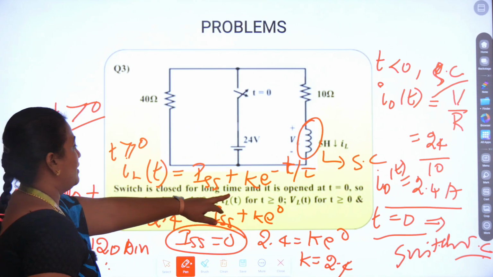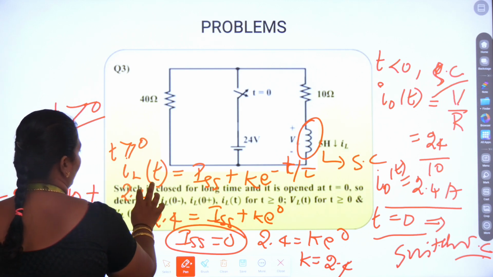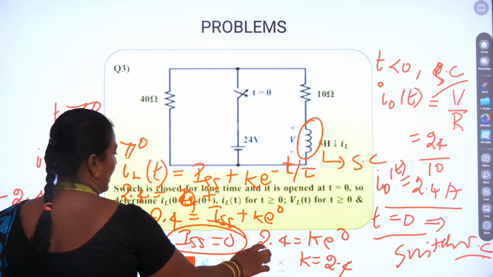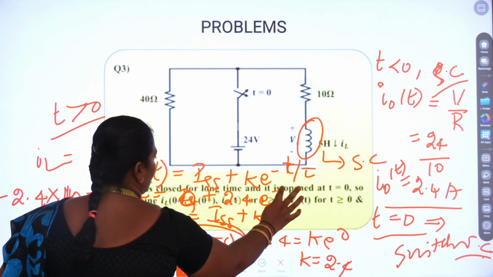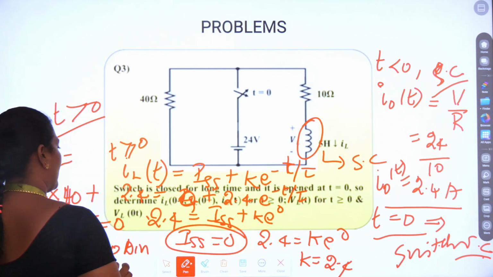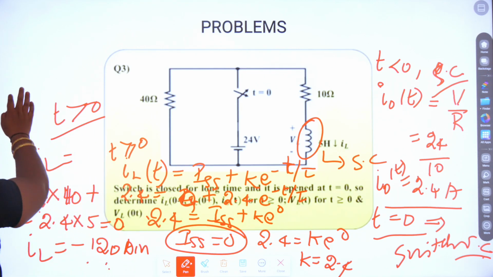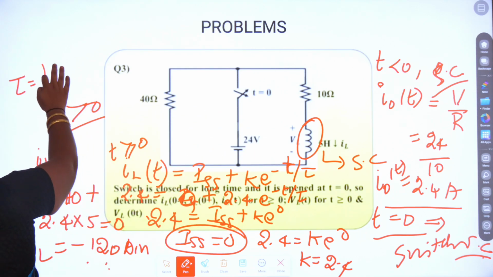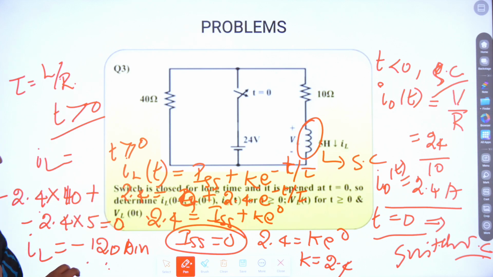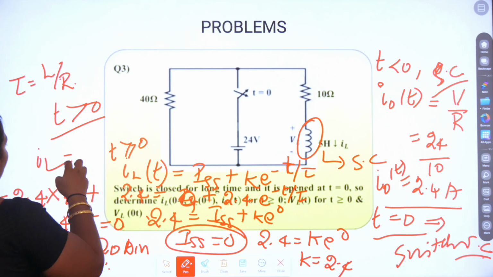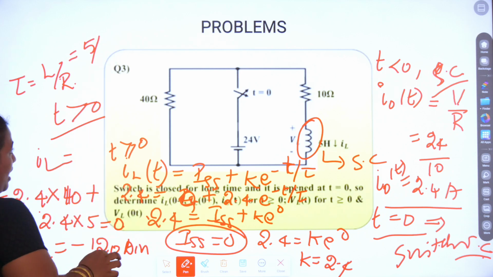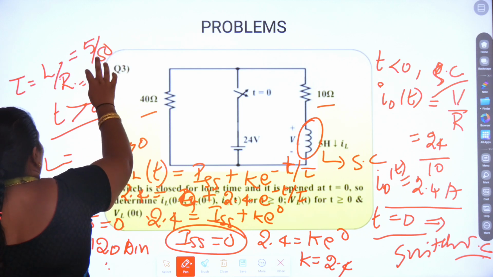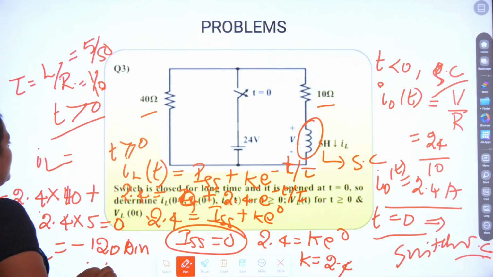When I obtain the k value, I can substitute it in the equation: IL of t is equal to ISS, that is 0, plus k, which is 2.4, into e power minus t by tau. Now I have to calculate tau. Since we have only R and L, tau is given by L by R equivalent. L is 5, and R equivalent is the 40 and the 10 connected in series, so I write it as 50. So it is 1 by 10. This is tau equivalent.